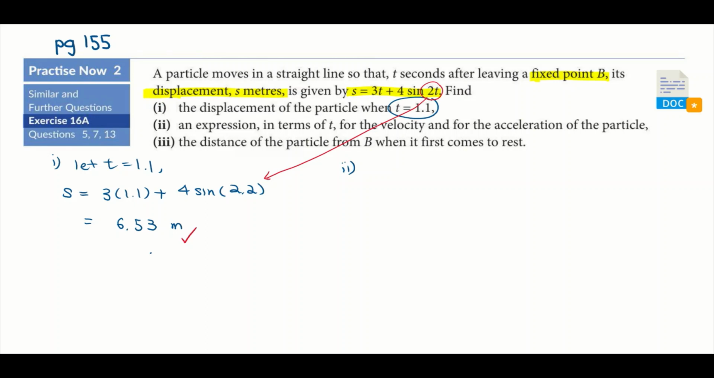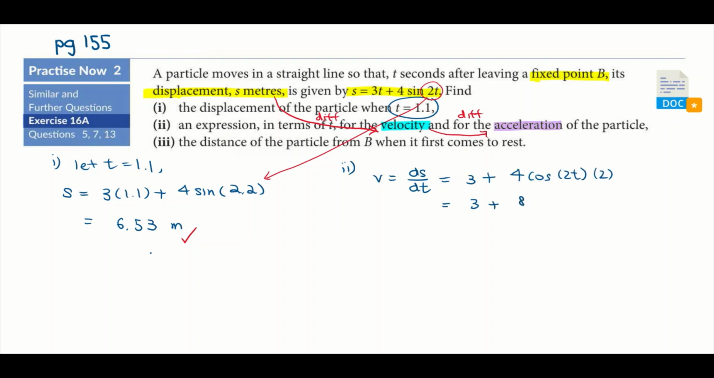Part 2. I want to find the expression for the velocity as well as acceleration. So if I'm given displacement only, how am I able to find velocity and later acceleration? Based on our notes, we have to differentiate first. Differentiate displacement to get velocity and differentiate velocity to get acceleration. So let's do that. Let's differentiate displacement with respect to t to get velocity.